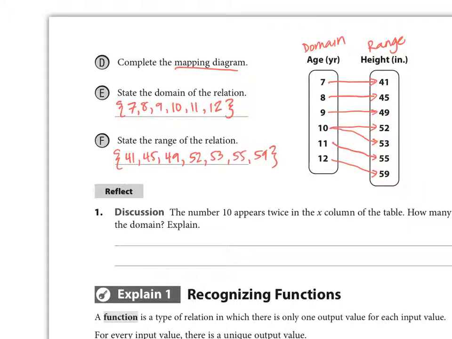Okay. And there you have it. So with these relations, know all the different representations that you can use or that you might see, and then also be able to pull out the domain and range out of any of them.